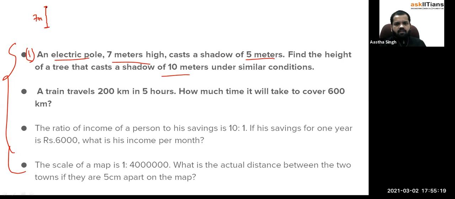And it casts a shadow. Suppose it casts a shadow of 5 meters. Then the question is asking, find the height of a tree. How much will be the height of a tree if the length of shadow is now 10 meters? So you have to basically find the value of h.